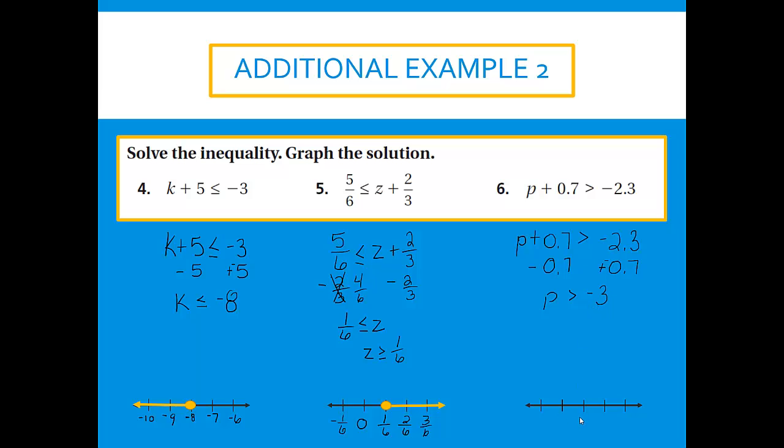Now I'll fill out my number line, so I'll have negative 3. And then to the right, I have negative 2 and negative 1. And then to the left, I would have negative 4 and negative 5. I will have an open circle at negative 3 because my symbol is greater than. And then I need to decide which direction to shade. If I put in a number on the left-hand side, so I could put a negative 4, negative 4 is greater than negative 3 is not true. So now I'll try a number on the right-hand side. If I have negative 2, I'd have negative 2 is greater than negative 3, and that is true. So I will shade to the right.